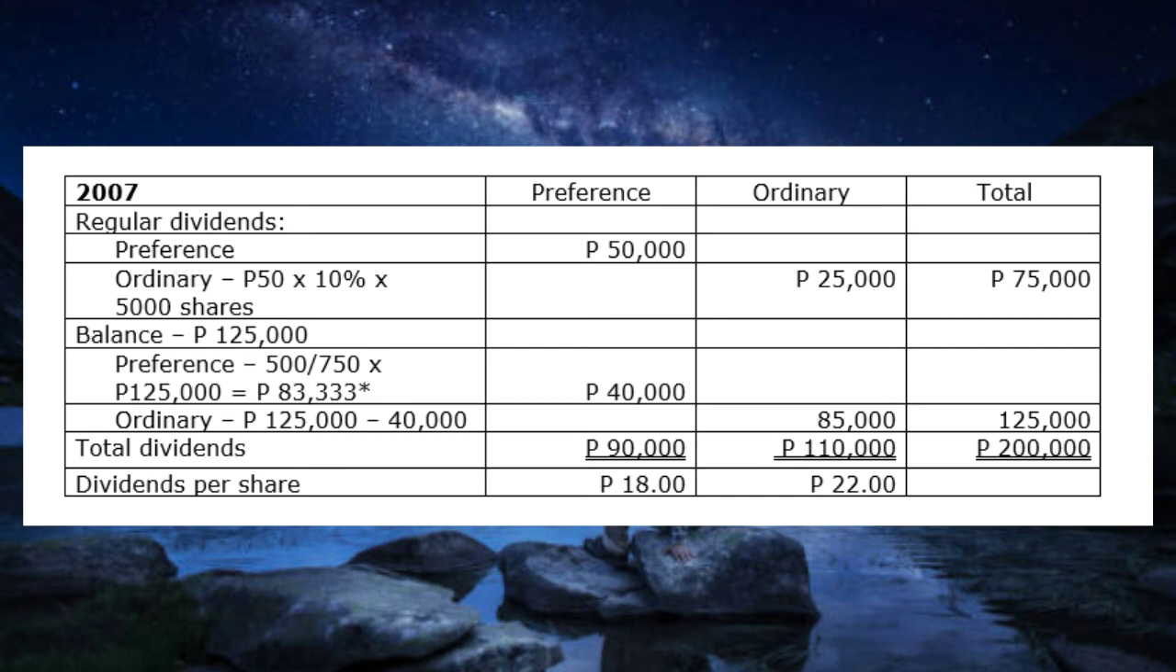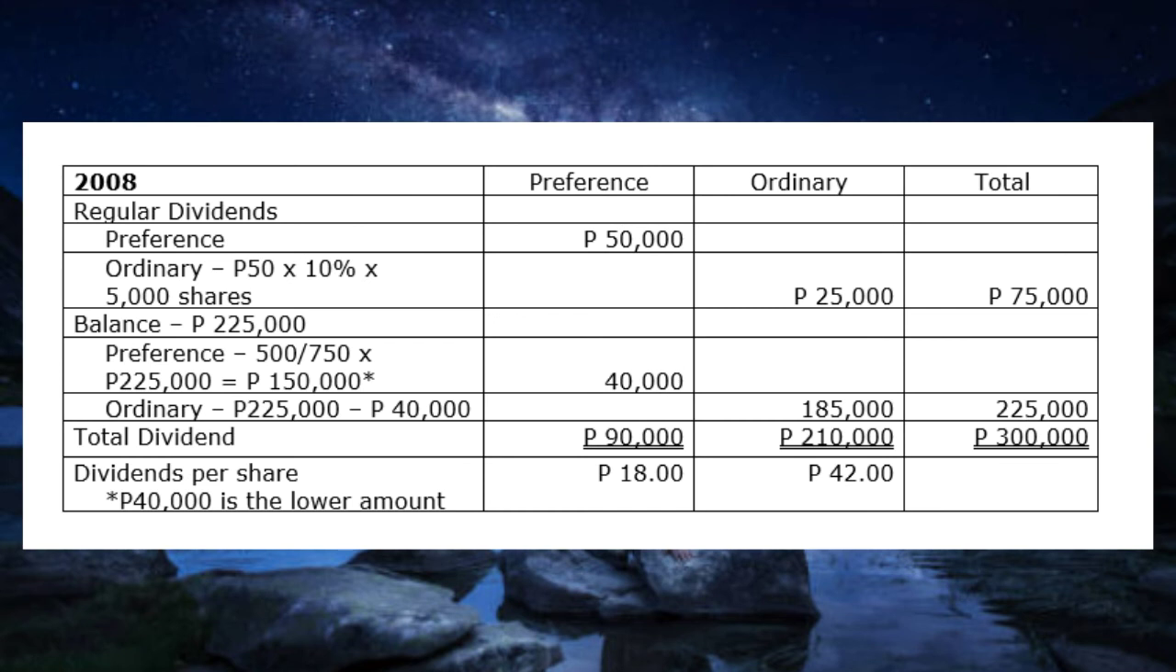Ordinary: 125,000 pesos less 40,000 pesos is equal to 85,000 pesos. Total is 125,000 pesos. Total dividends, preference: 90,000 pesos. Ordinary: 110,000 pesos. Total of 200,000 pesos. Dividends per share, preference: 18 pesos. Ordinary: 22 pesos.